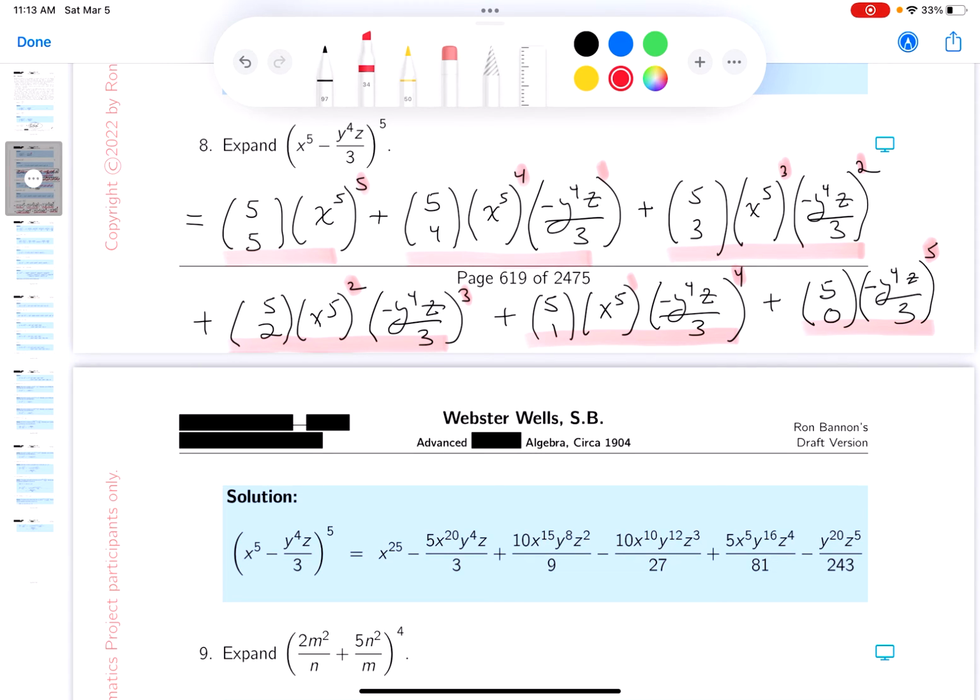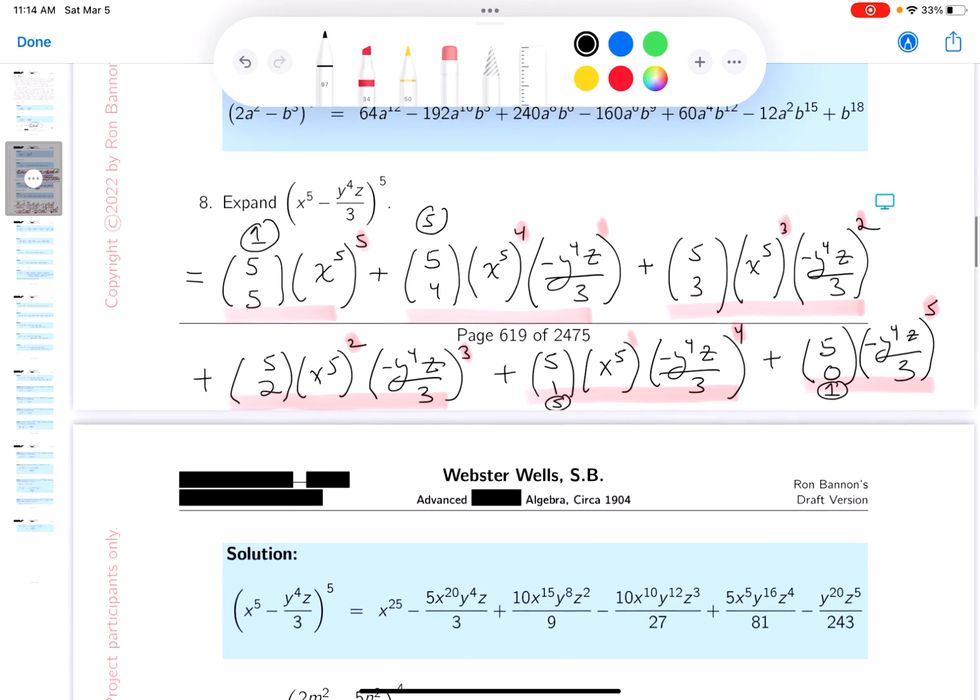Right, I noticed that. What else do I notice? The coefficients are symmetric. Like 5 choose 5 and 5 choose 0 is the same number. I want to write that down. I'm getting a little better at the computation now. This will be 1, and this will be 1. This will be 5, and this will be 5. Let me put little circles on that. I got the other ones to do, and they're a little more complicated, I guess.